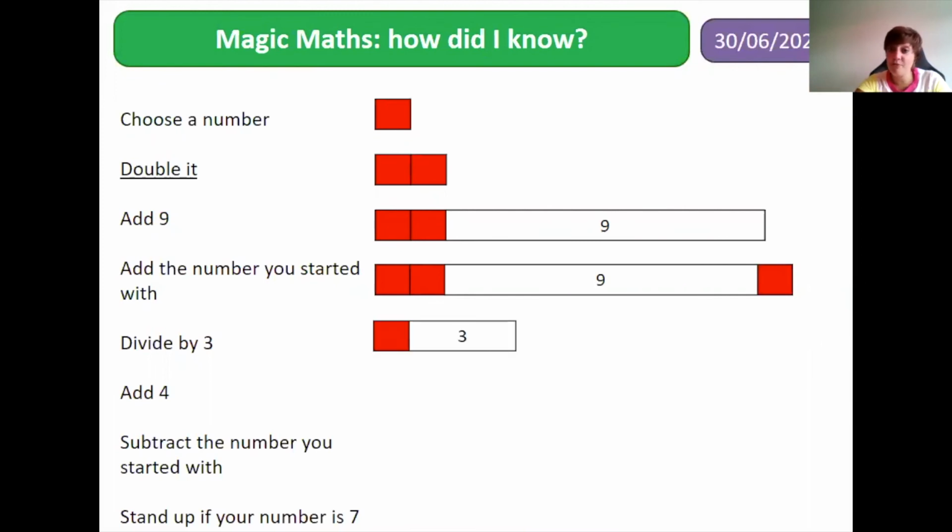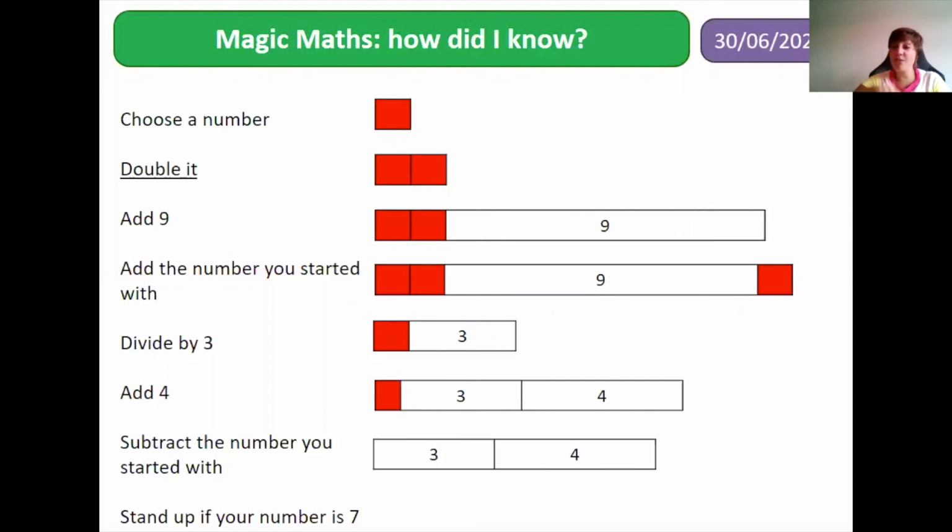Then I can add on my 4. And the magic bit right at the end, if I subtract the number that I started with, if I take off the thing I started with, no matter what that number was, whether it was 1,000, whether it was 230, even whether it was a fraction, if I started with a half, I always end up with 7. And all of this is just a precursor to using algebra.